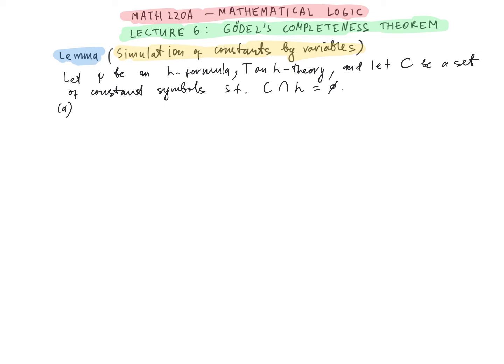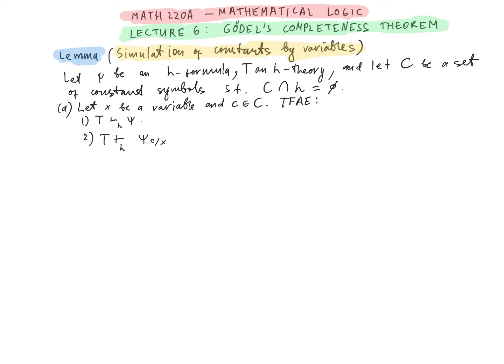Then we have the following two claims. A, let x be a variable, and c an element of the set of constant symbols C. Then the following are equivalent. 1, T proves the formula psi. 2, T proves the formula psi with c substituted in the place of x.